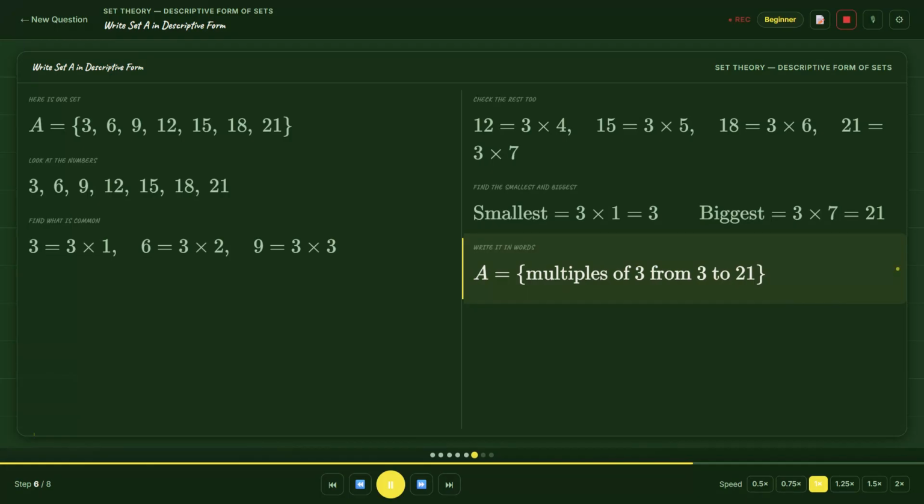Now we can write it in words. Set A is the set of multiples of 3, starting from 3 and ending at 21. That's the descriptive form.